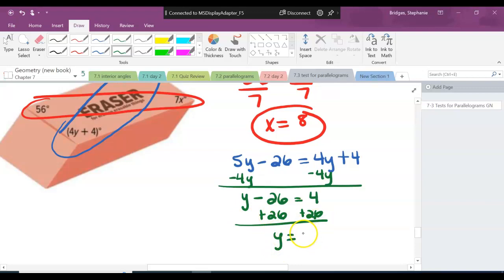Oh, wait, no, my bad. 30. Okay, because the angles are across from each other, they are equal. You could have used the supplementary, but to me that's harder. So if I can set things equal to each other, I'm going to do that all day rather than adding and setting it equal to 180.